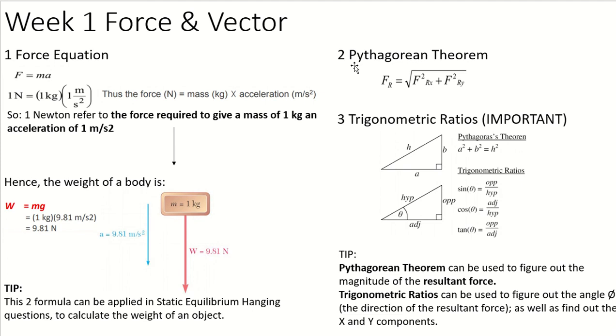The second equation is Pythagorean theorem, and the third equation is trigonometric ratios. These two equations are very important that you pretty much use them in every single question. Here, trigonometric ratios can be used to figure out the angle, which is the direction of the force, as well as find out the x component and y component of force. And the Pythagorean theorem can be used to figure out the magnitude of the resultant force. So this is the purpose of why we're using these two formulas.